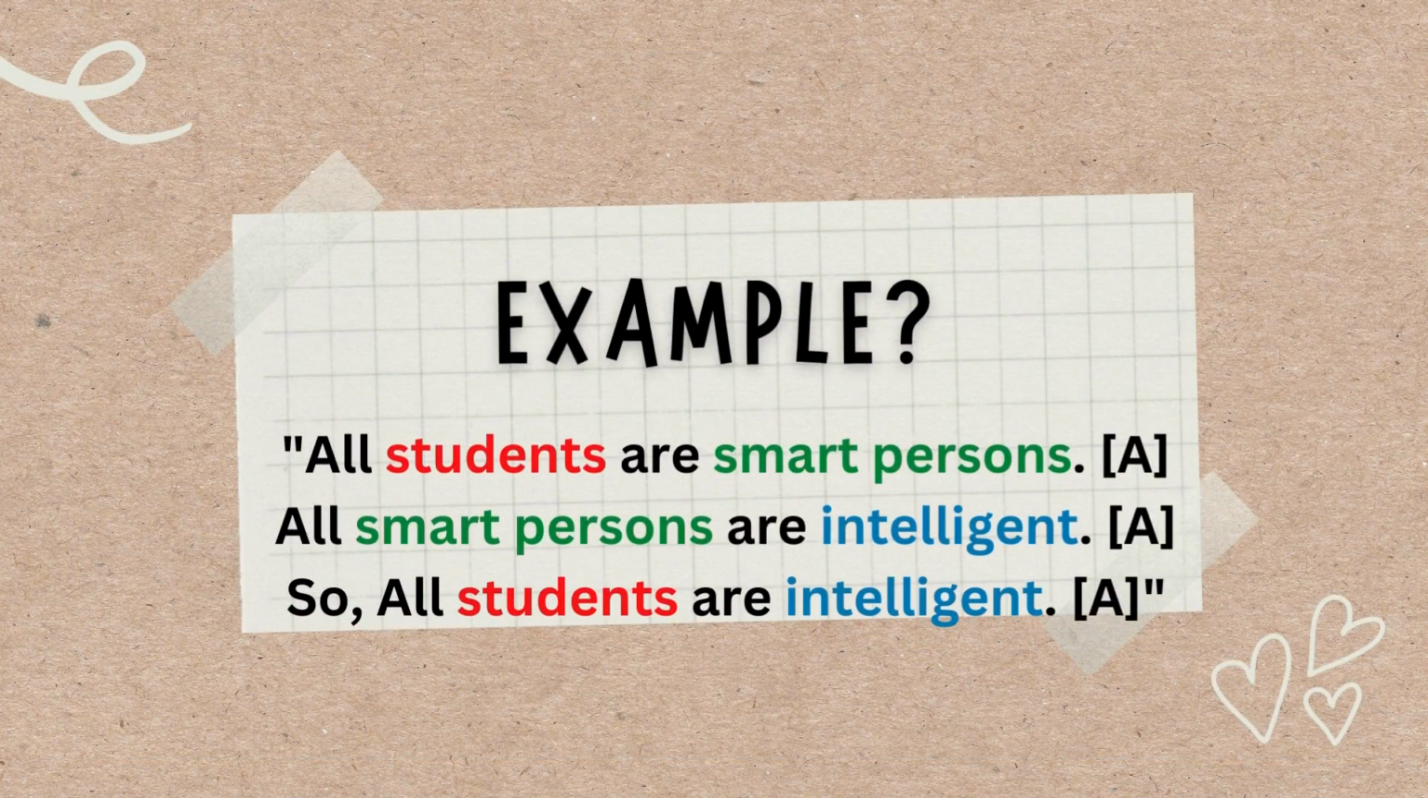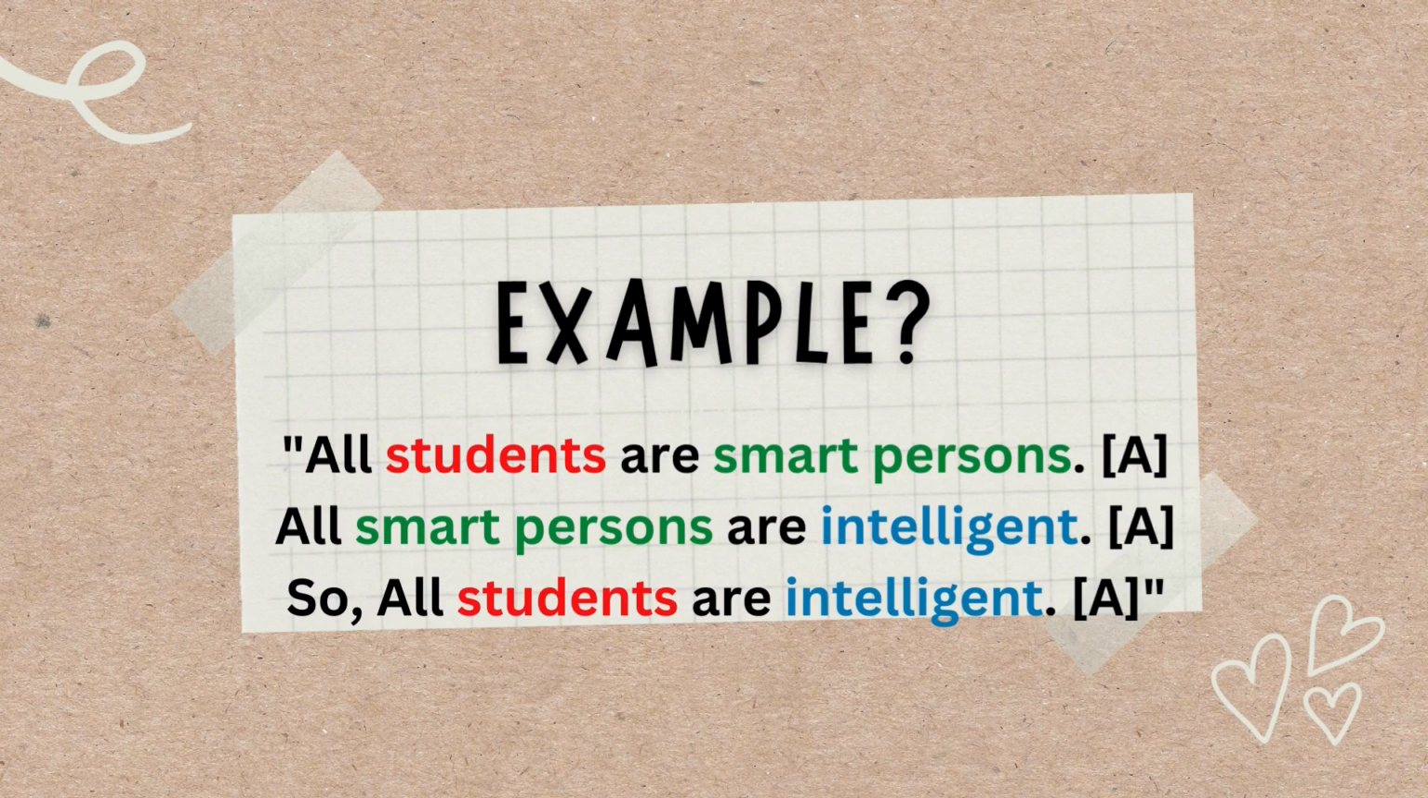We also saw an example of a categorical syllogism. We have three propositions here, which are all A type, that means universal affirmative. From the first two premises, we conclude that all students are intelligent. It meets the requirements of a categorical syllogism, and it also contains three terms: students, smart persons, and intelligent, and each term repeats twice. So this is a perfect example of a categorical syllogism.